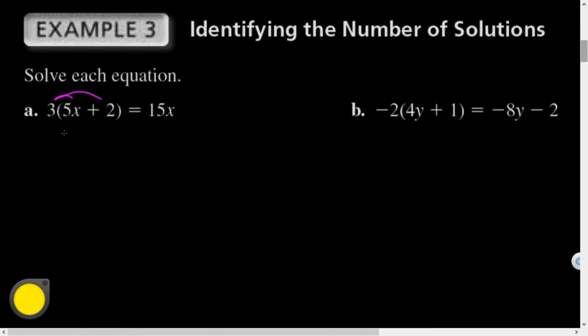So I'll get 3 times 5x is 15x. 3 times 2 is, what's 3 times 2? 6, yes. And remember that this is multiplication by everything inside those parentheses, equals 15x. Let's move the little guy to the big guy. Who's the little guy? Well, let me ask it this way. Who's the big guy?